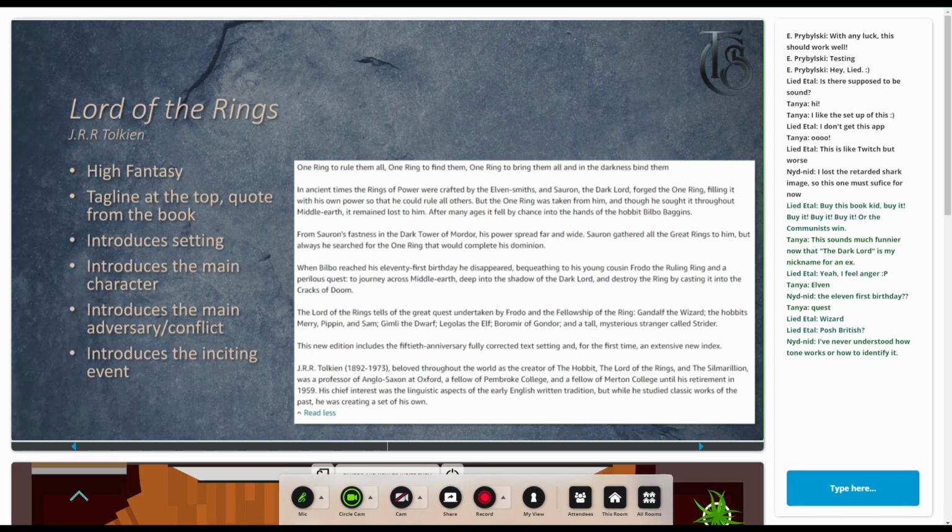So, this is the Lord of the Rings blurb. Again, this is copied right off of Amazon. I did not write this, so do not blame me for any inaccuracies in the blurb. I had nothing to do with it.